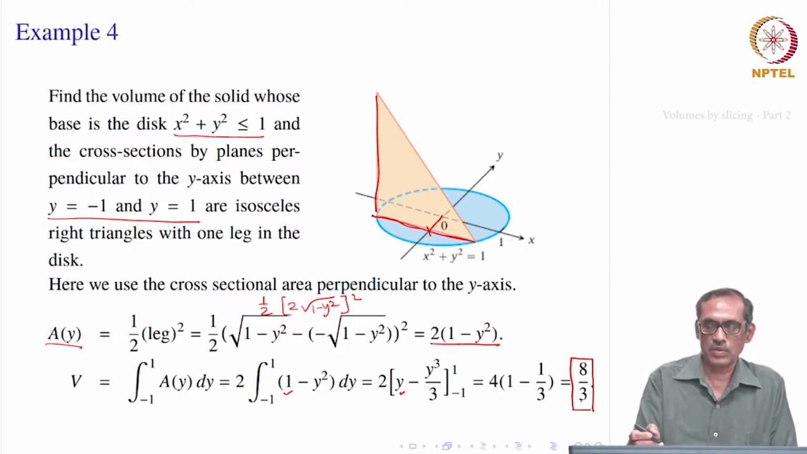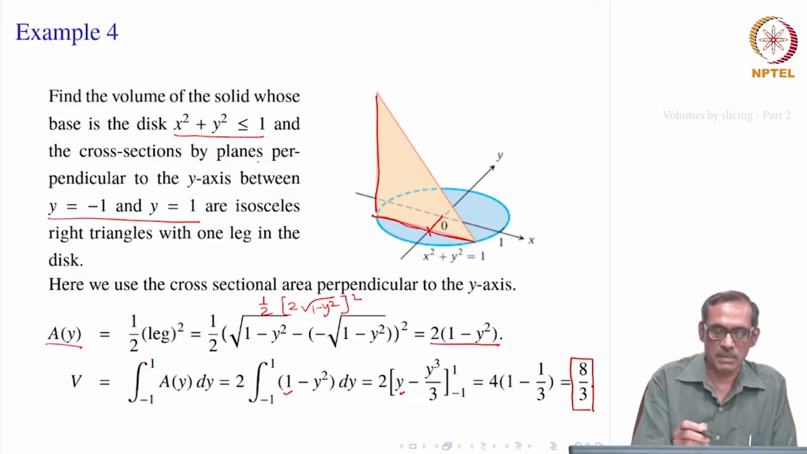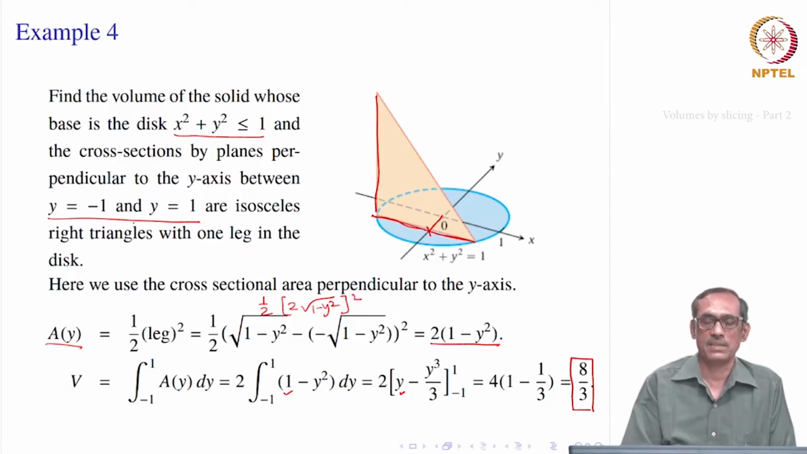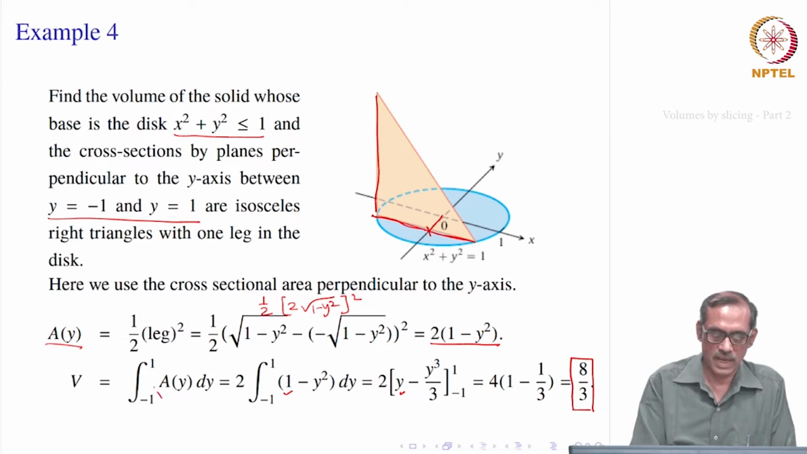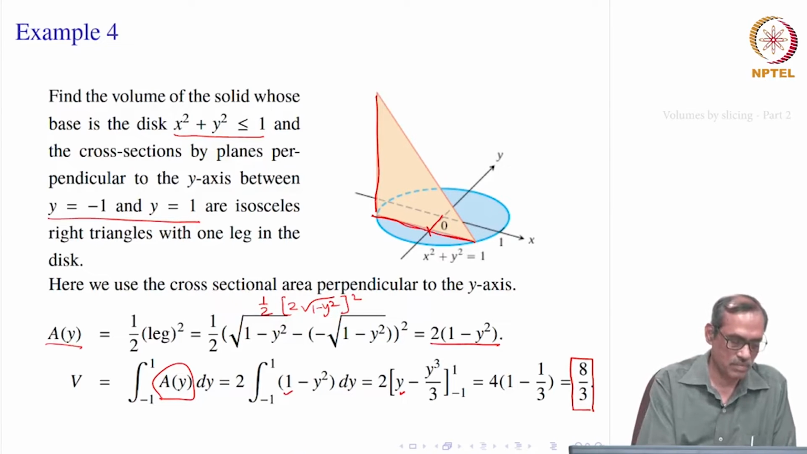Sometimes the problem itself dictates whether you take the x axis or the y axis or the z axis, whichever is appropriate to the problem, we will be taking that. Here in this problem it is already given that the cross section is by planes perpendicular to the y axis. So, that means we have to express the cross sectional area in terms of y, and that gives the volume as 8 divided by 3. So, let us take some more problems.